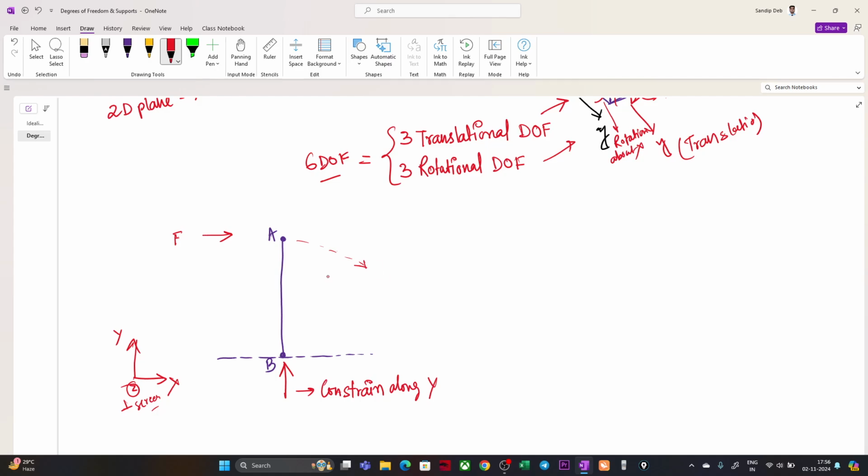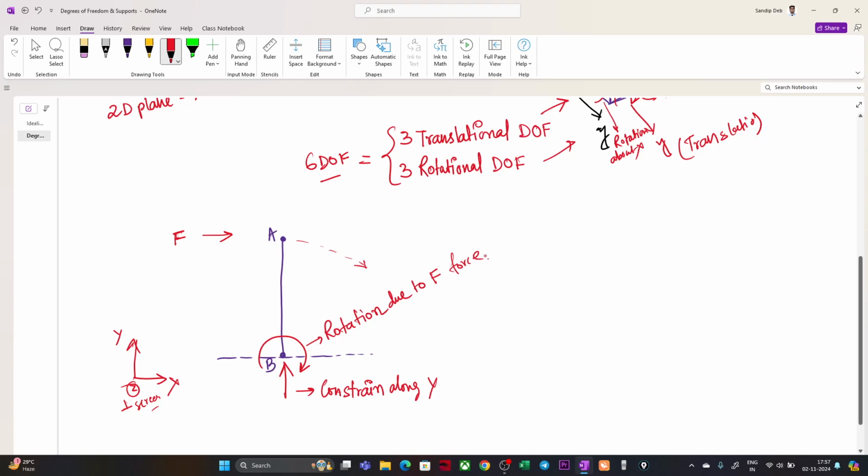So why will it fall down? Because when we are pushing it with a force F, there is a rotation happening here. Right? There is a rotation happening here. So this is due to the F, or I should say, rotation due to the F force.